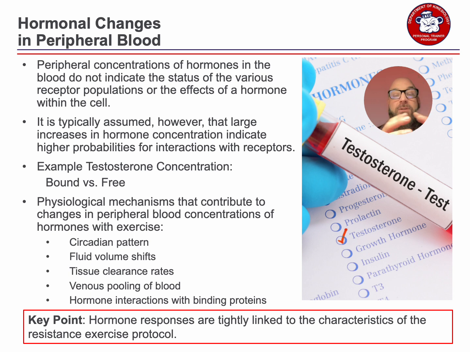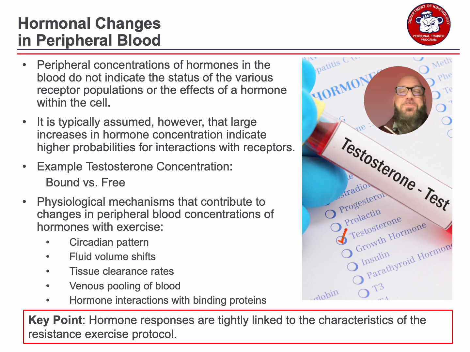Remember, you see the cell, you think, okay, if I have higher concentrations of the hormone in my blood, I should have equal amounts of receptors that are ready to take it. Well, that doesn't always necessarily work out. It is assumed, however, that large increases in hormonal concentration indicate higher probabilities for interactions with the potential receptors that you have. So just because you put more in doesn't necessarily mean it's always going to bind in the exact way that it might bind in someone else. It is assuming that you've got the equal amount of receptors, right?